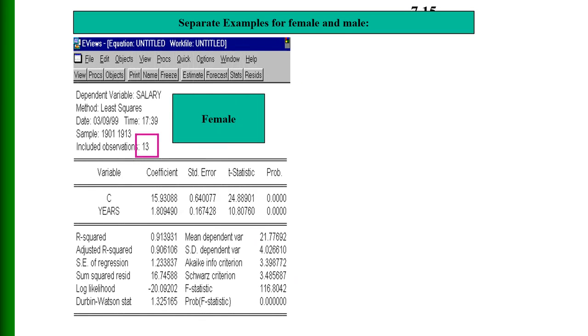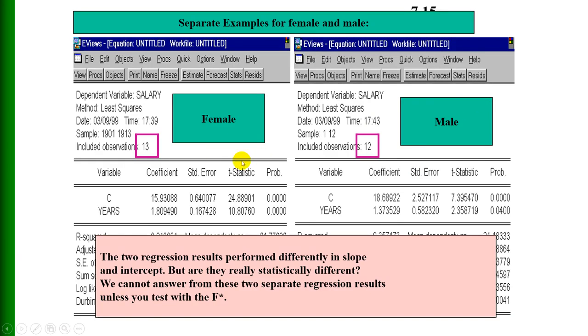Here is the computer software output. Separate example for female and male. This is for female, and this one is for male. These are 13 observations, these are 12 observations. Here this is the constant and it is significant. Here this is the coefficient of the constant and significant. This is the years as an independent variable, significant. This is also years of teaching experience, and this is also significant.